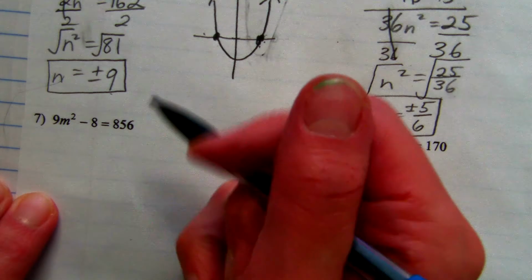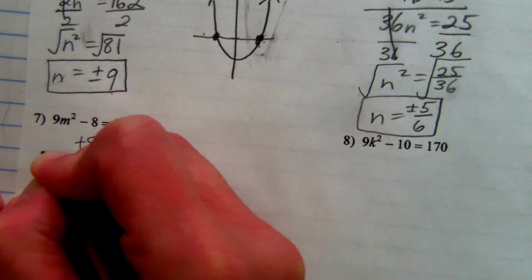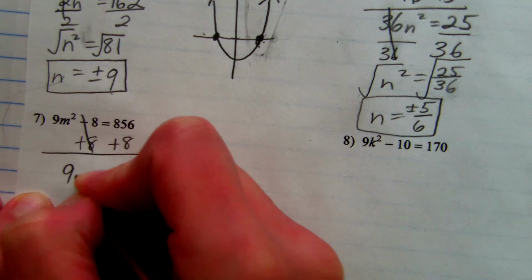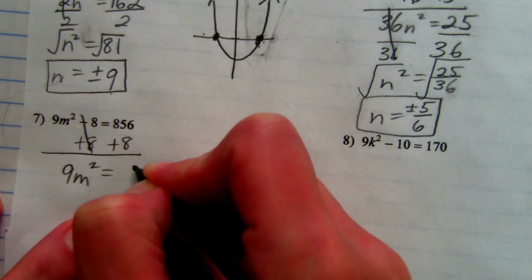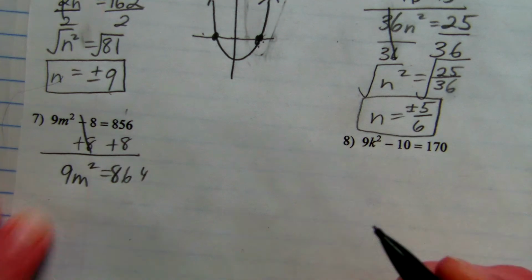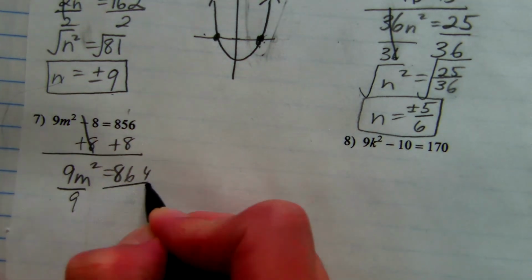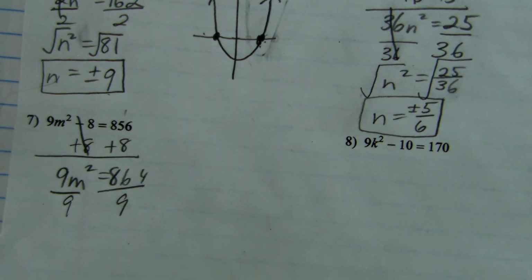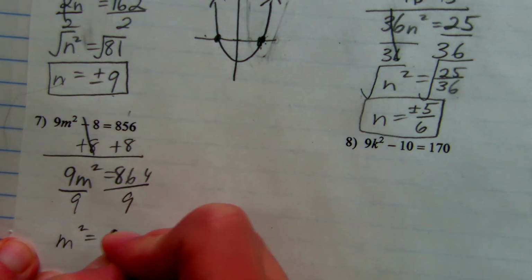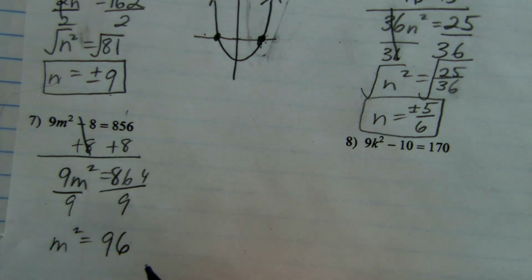On number 7, we need to add 8 to both sides first, so I get 9m squared equals 864. And then divide by 9, and you get 96. Okay, so 96 is not a perfect square number.